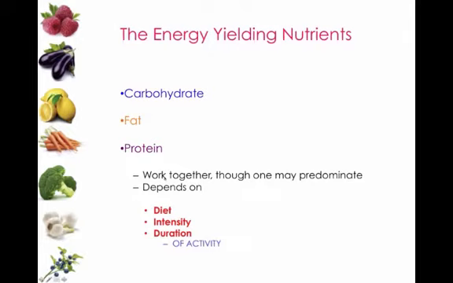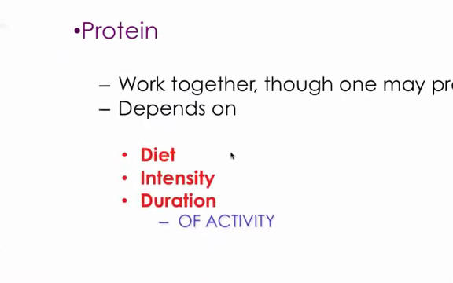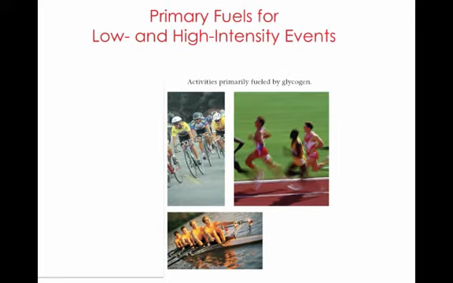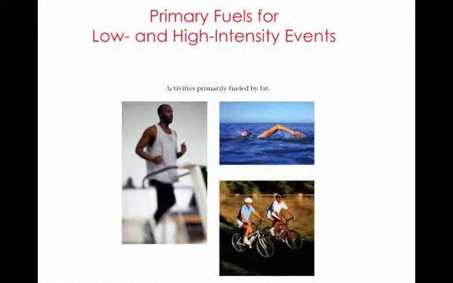But these three macronutrients work together, although one may predominate. And again, the one that predominates is related to the intensity and duration of the activity as well as the diet. It kind of makes sense. If you're on a low-carb diet, you're going to use up those glycogen stores pretty quickly, and they won't be available. These are some examples of activities that are fueled by glycogen stores or the glucose found in the muscles. These would be high-intensity activities, and these are activities that are fueled primarily by fat, ones that you can do for longer periods of time.